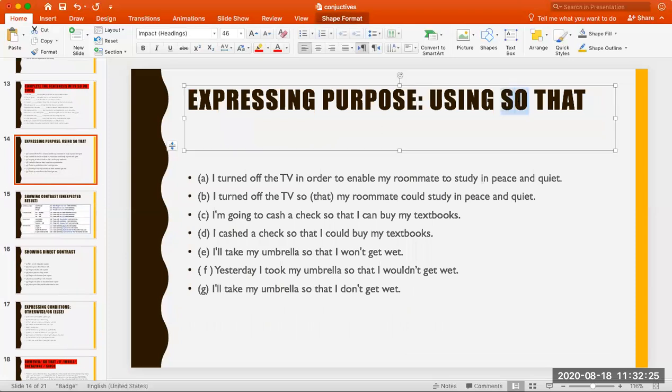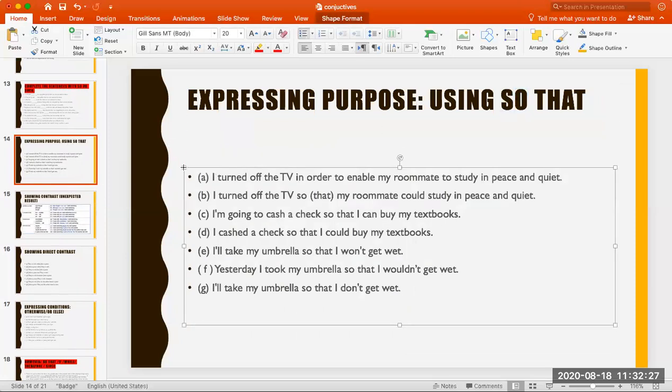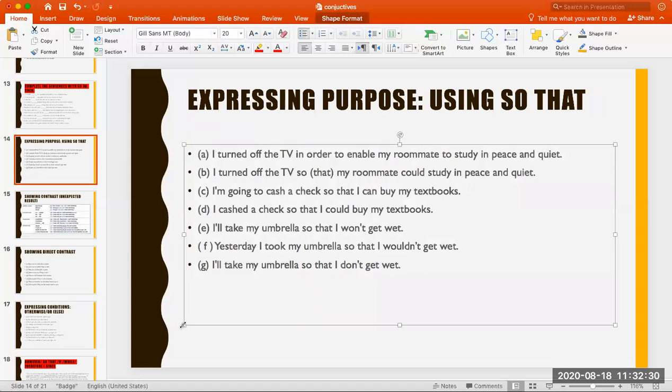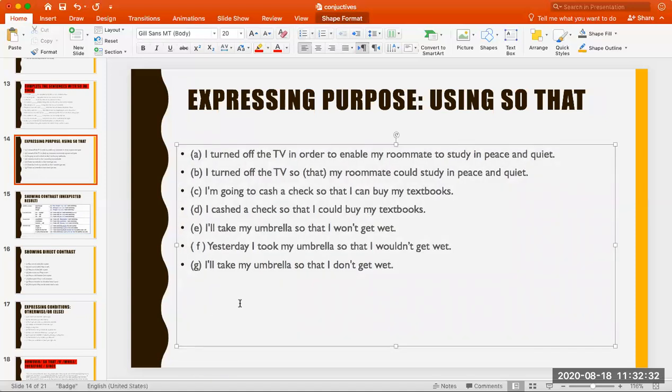Expressing purpose using so that, again, so that can be one of the subordinators, different from so alone, despite the fact that that is optional. I turned off the TV in order to enable my roommate to study in peace and quiet. Peace and quiet. In order to means to. Something that in order to is redundant. You don't have to use three words if you can use one word. I turned off the TV so my roommate could study in peace.